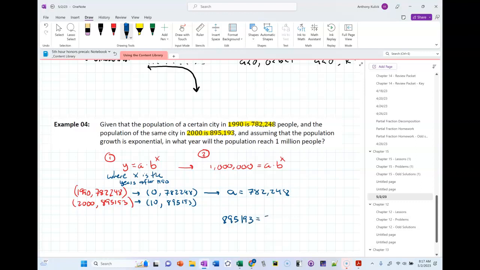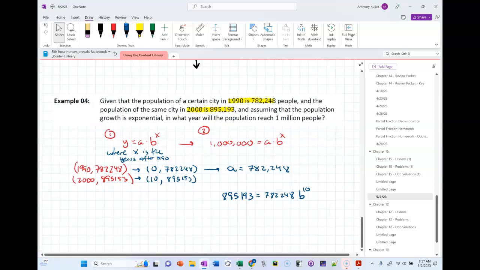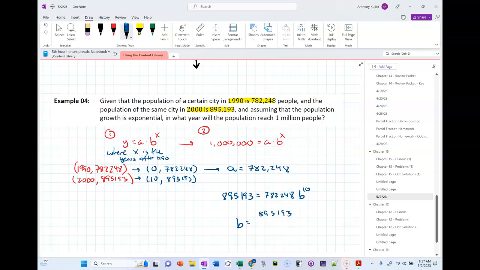So there's my y, there's my a, and there's my b to the 10th. So b then would be, I would divide both sides by the 782,248.